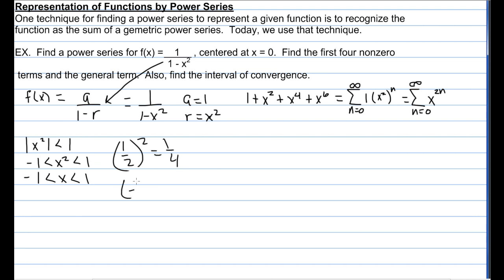And if x was negative 1/2 and we square that, that's also going to be 1/4. So it doesn't really make a whole lot of sense to say that x squared has to be greater than negative 1. Of course it's going to be, but that allows us to investigate x, and we see that as long as x is between negative 1 and 1, x squared will also be between negative 1 and 1.